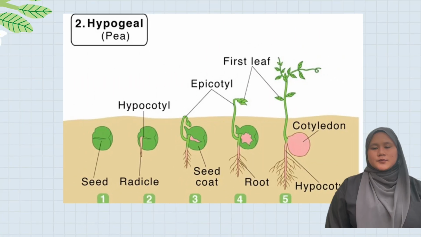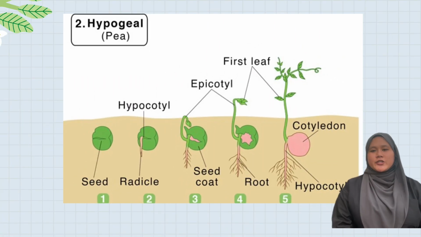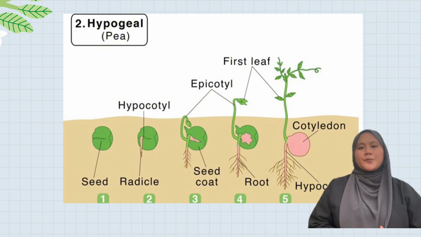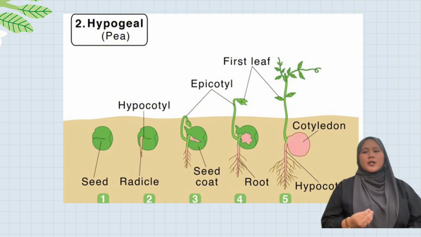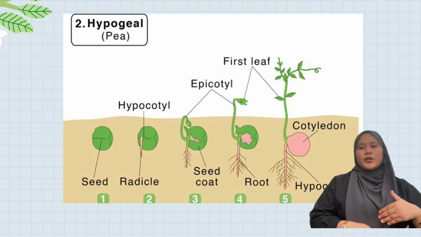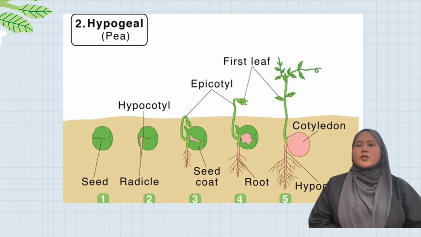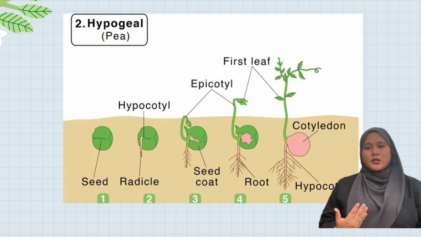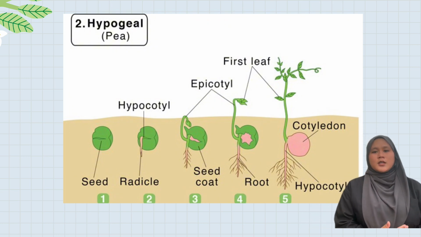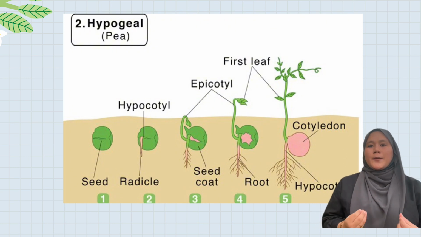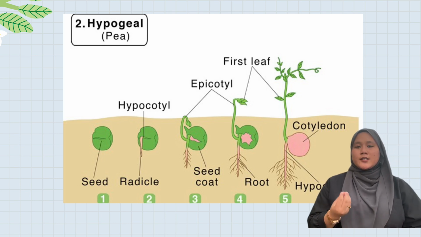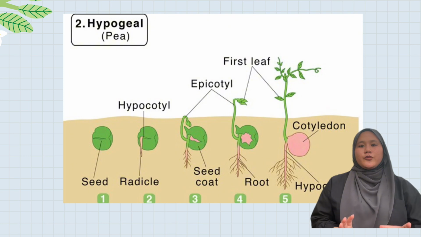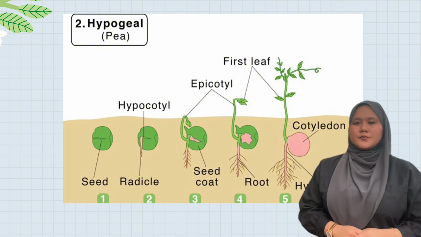The second type is hypogeal germination, which we commonly study in pea or corn crops. Hypogeal translates to below the earth, meaning the nutrient storage remains underground. If we observe the timeline on the picture, step 1 and step 2 look identical to epigeal germination. The seed absorbs water and the radicle grows down to form the root system.